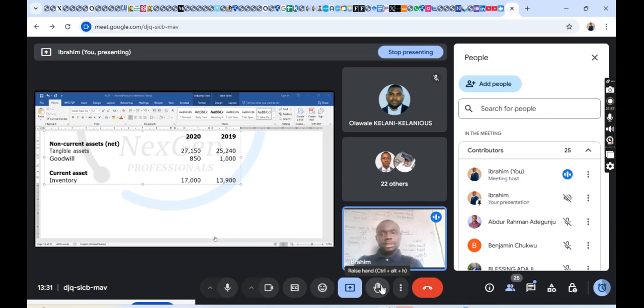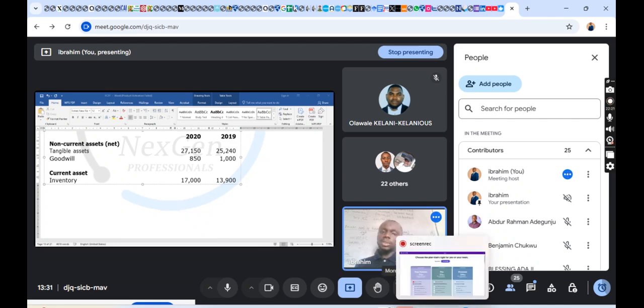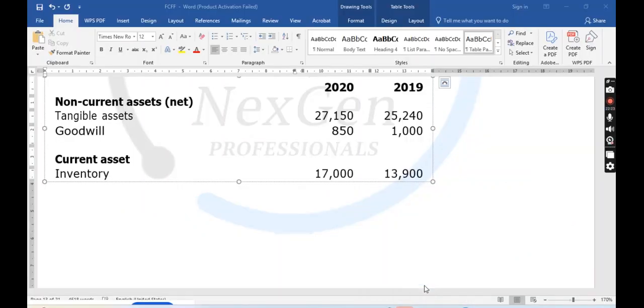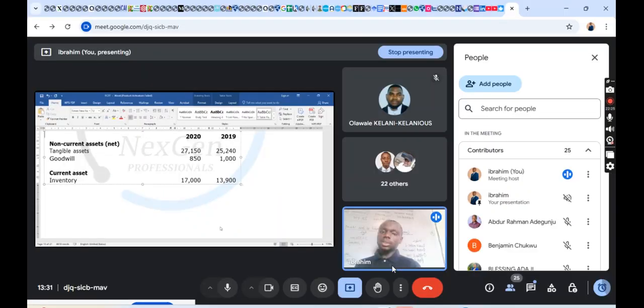Now, I don't need to say intangible asset, this, that. Please, just give me the figure. 27,150 plus 850 plus 17,000 for 2020. You can screenshot it so that you give me the figure. Rachel, are you seeing Esther?